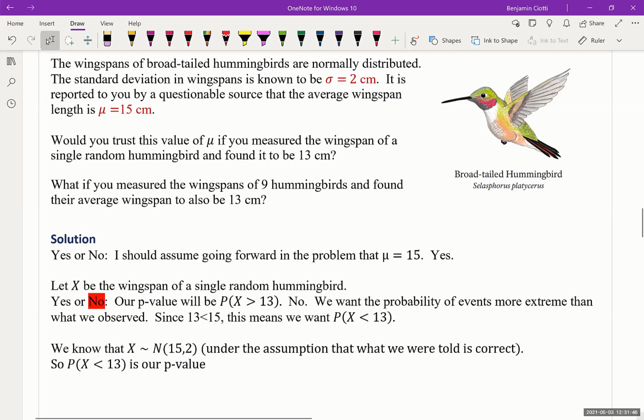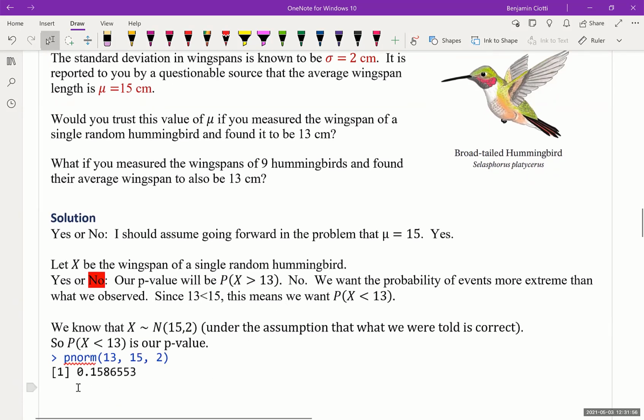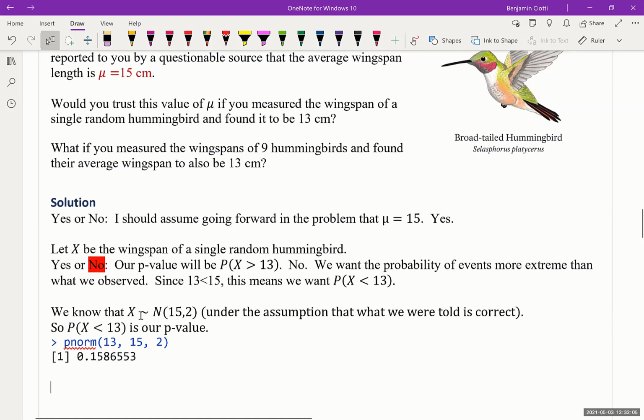And I actually did this in RStudio, and I got 15.86553%. This is not strong evidence that what we were told is wrong.